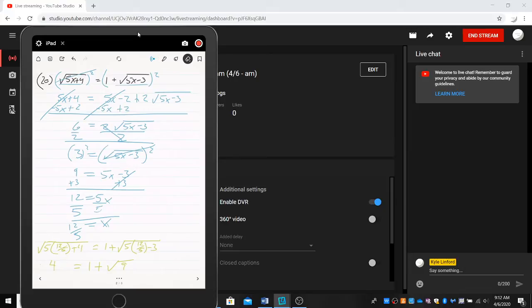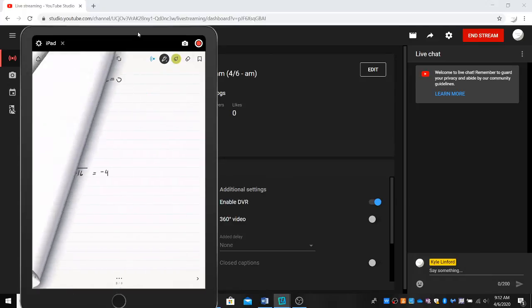And then we have 1 plus the square root of 9. Well, the square root of 9 is just a 3. Hey, what do you know? We get 4 on both sides. So in fact, 12 fifths is a correct solution for x. It is not extraneous. It does in fact work.